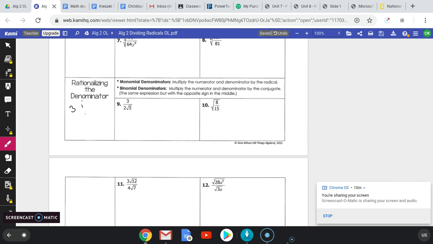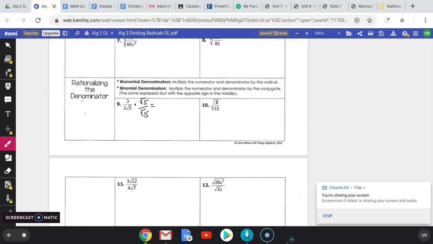So let's look at number 9. This is a monomial. It has one term. Yes, it has two things. There's a 2 and a square root of 5, but it is really one term. So to get rid of it on the bottom, I have to multiply the top and bottom by the square root of 5.